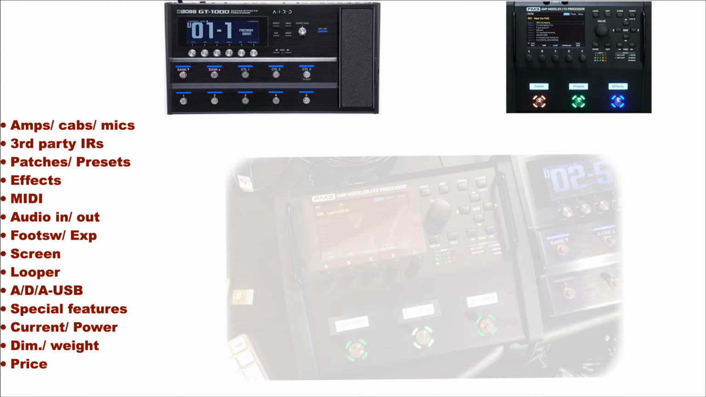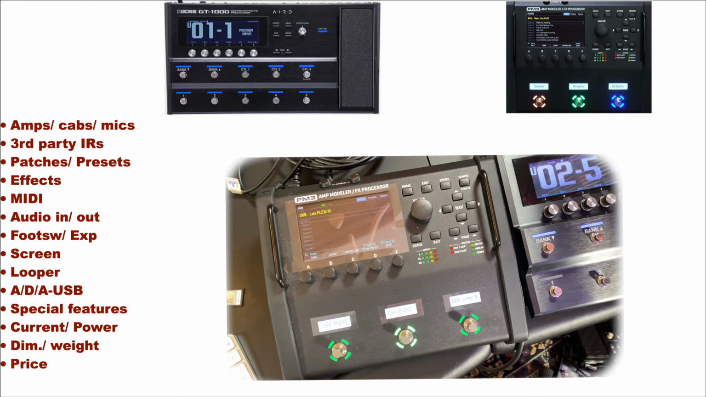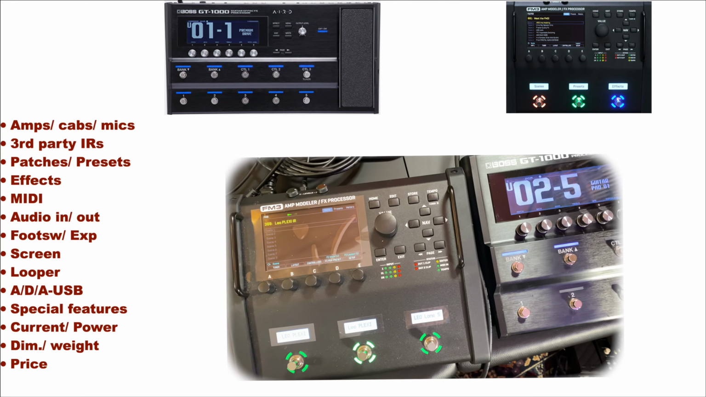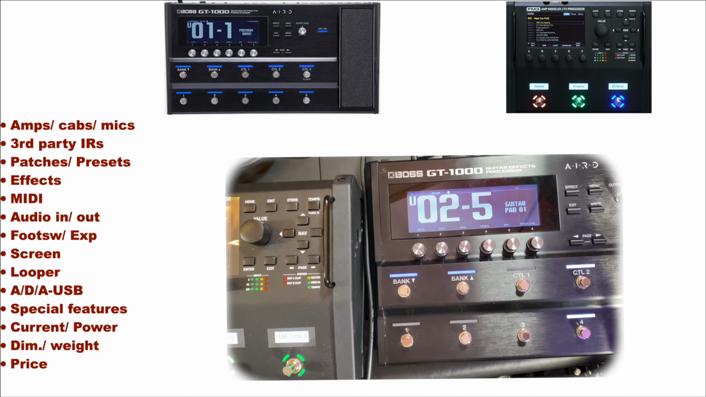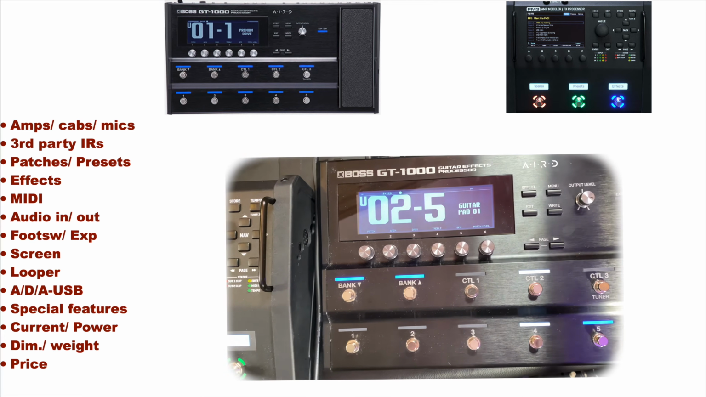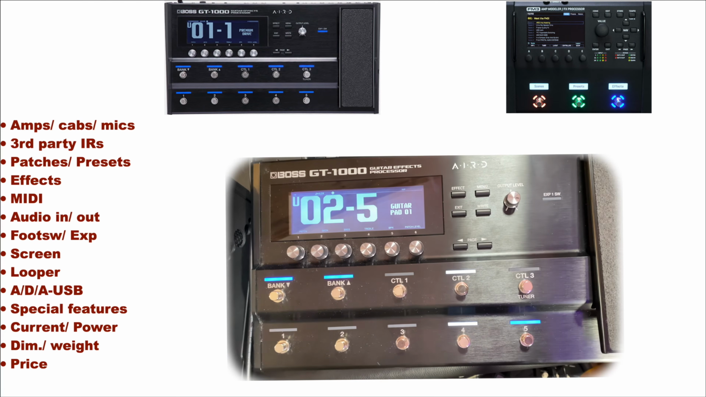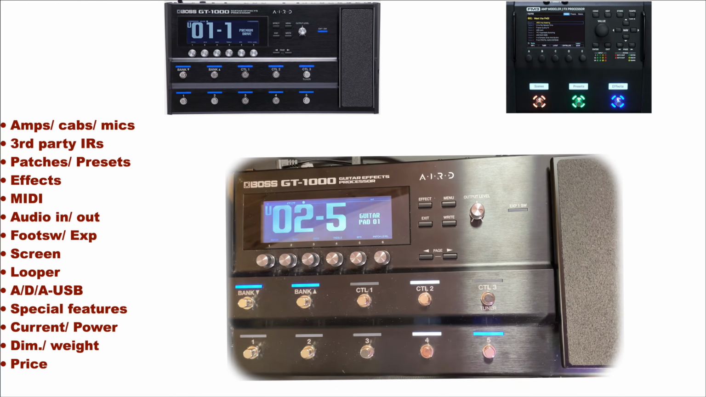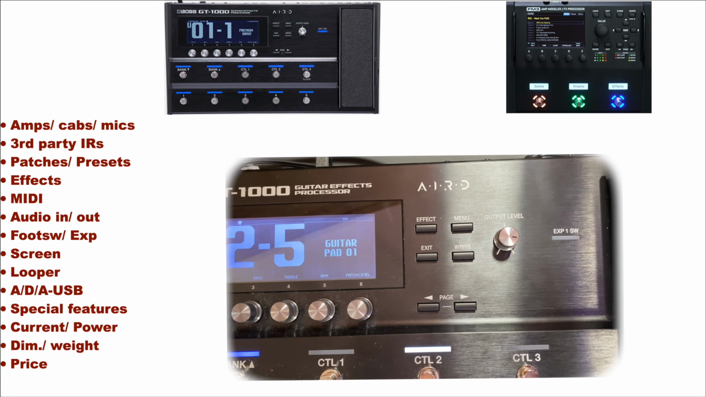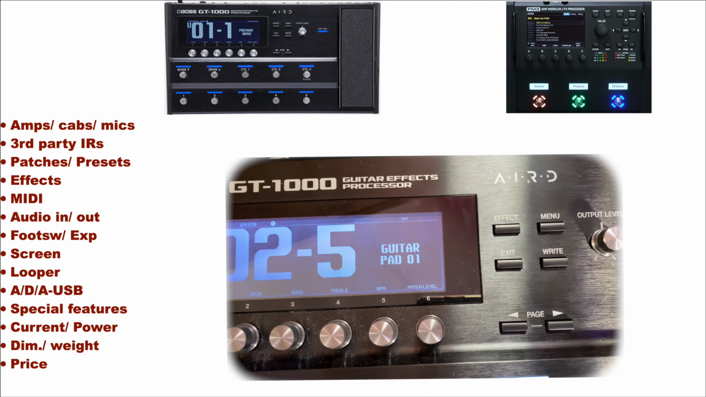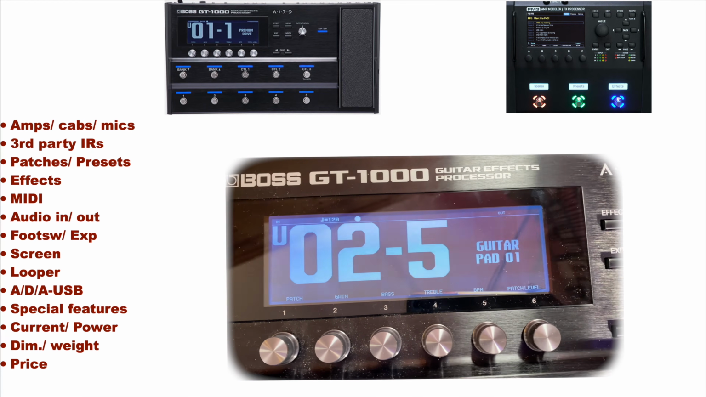We will now check the differences between the two units among the following parameters: number of amps, cabs and microphones built-in, third-party IRs availability, number of banks, patches and presets, number of effects and effect chain management, MIDI possibilities, audio inputs and outputs, foot switches and expression pedals, screen size, looper capabilities, ADA conversion and USB channels, special features available with the two units, current, power, dimension, weight and price.